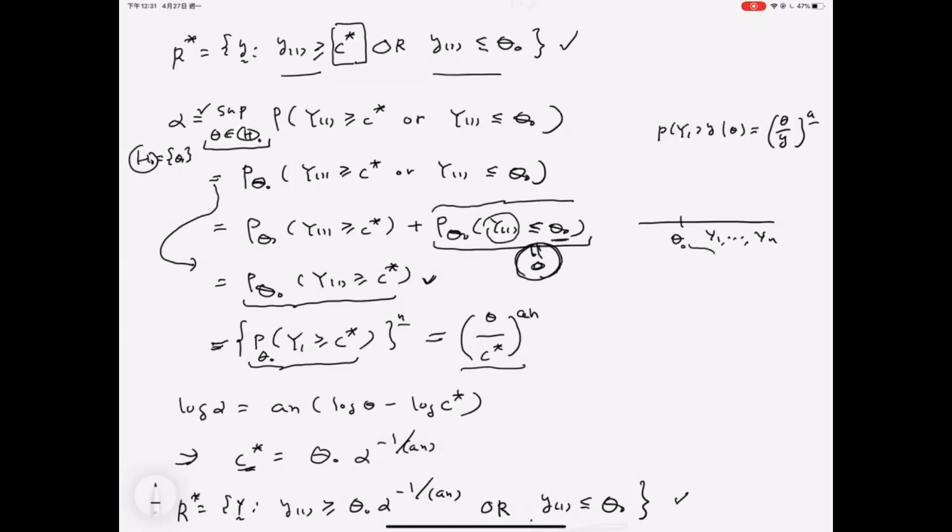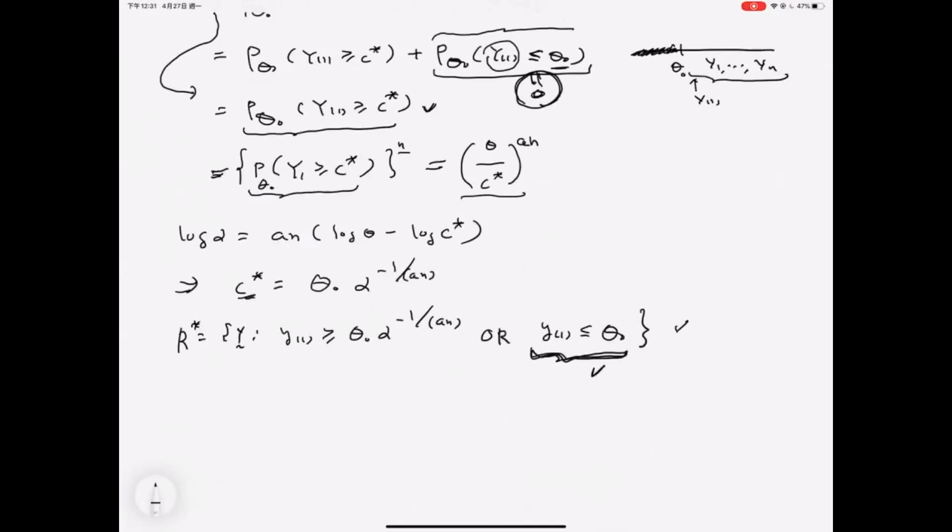Everyone right here had to be bigger than theta naught. Your smallest one right here, Y1, still needs to be bigger than theta naught. Okay, that makes sense. You got it? So the probability of Y1 smaller than theta naught on the left-hand side right here, there's no way that would happen if you choose theta, it's actually theta naught. Good?